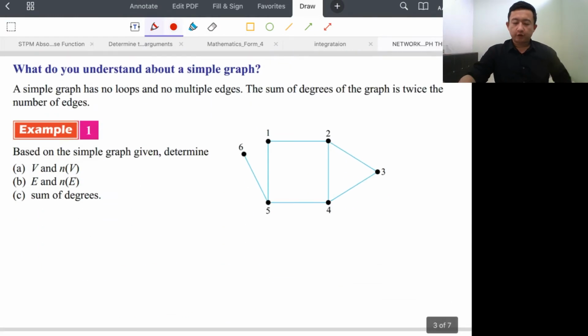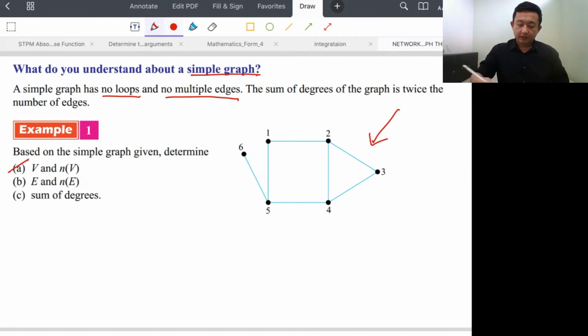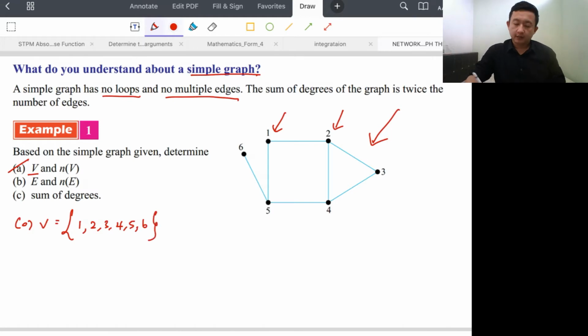Have a look at the following diagram. This is a simple graph. A simple graph does not have loops and does not have multiple edges. I'll explain loops and multiple edges later on. This is an example of a simple graph. The first thing is you need to list out V. V is very familiar, right? V stands for vertex. How do you call this vertex? Vertex 1, 2, 3, 4, 5, and 6. Close it. How many vertices do we have? 6. And what is E?